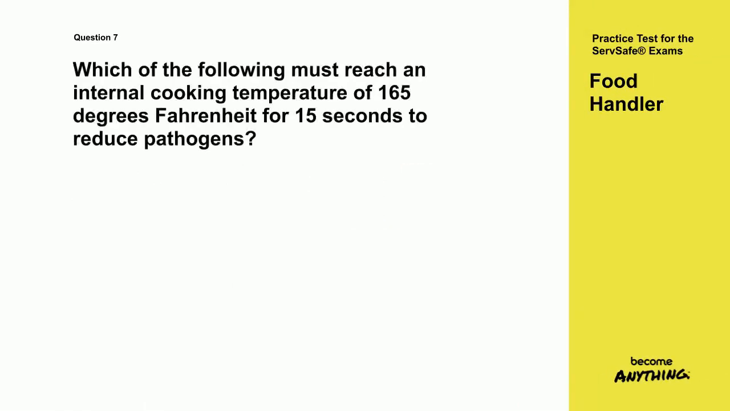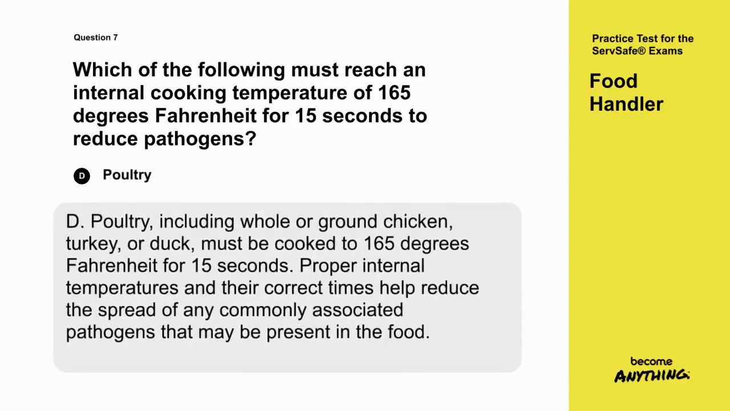Question 7. Which of the following must reach an internal cooking temperature of 165 degrees Fahrenheit for 15 seconds to reduce pathogens? A. Cooked grains. B. Pork. C. Beef. D. Poultry. D, poultry, including whole or ground chicken, turkey, or duck, must be cooked to 165 degrees Fahrenheit for 15 seconds. Proper internal temperatures and their correct times help reduce the spread of any commonly associated pathogens that may be present in the food.